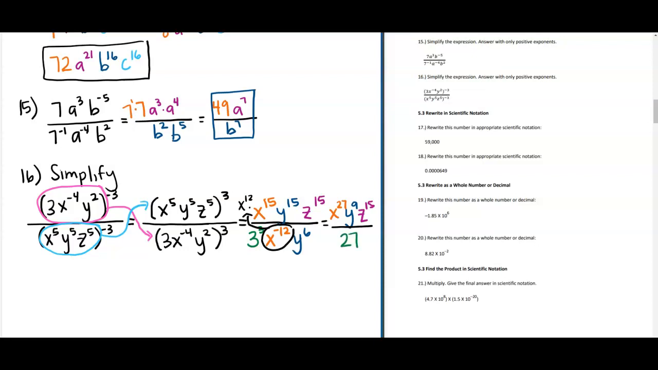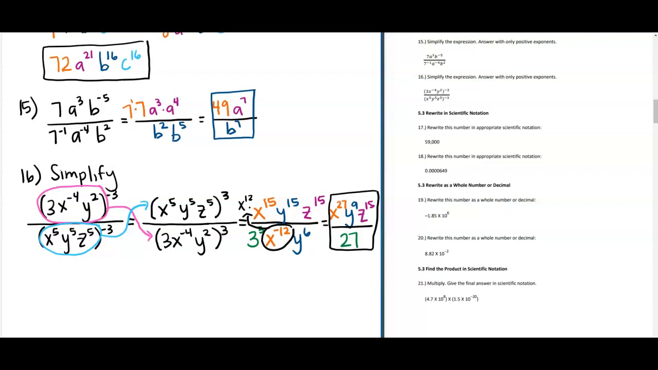So this is what you'd end up with. X to the 27th, y to the 9th, z to the 15th, all over 27. And again, we know that it's all the way simplified because there's no negative exponents, there's no parentheses, and all of our x's are together, our y's are together, our whole numbers are together, right? Everything is in one place there.